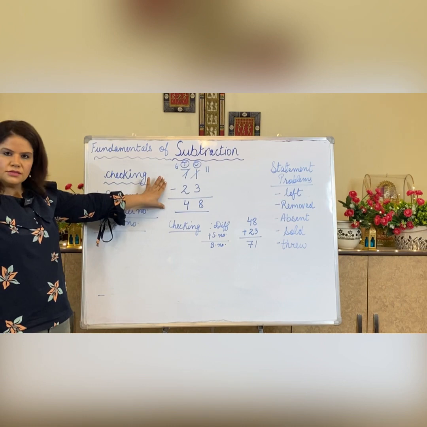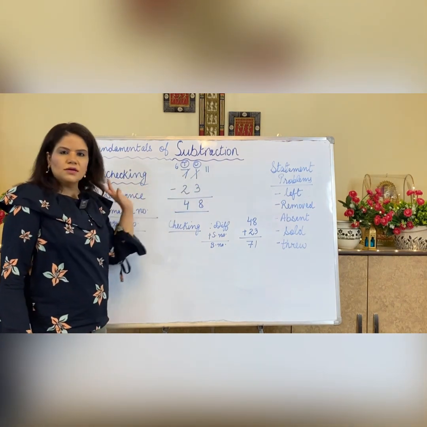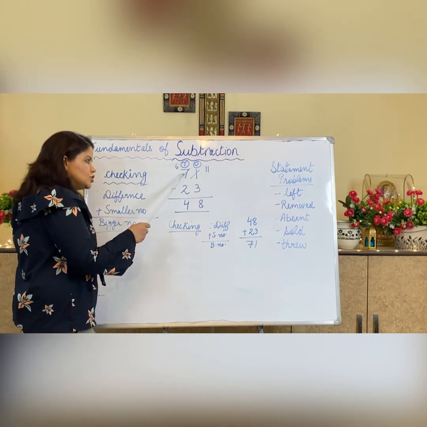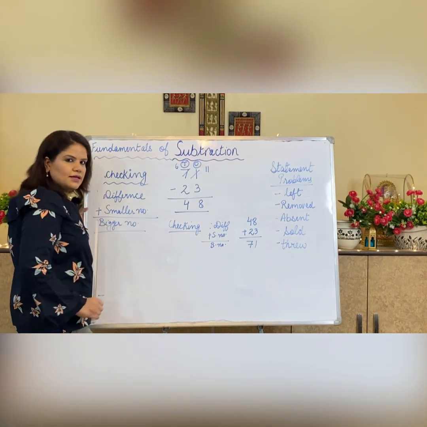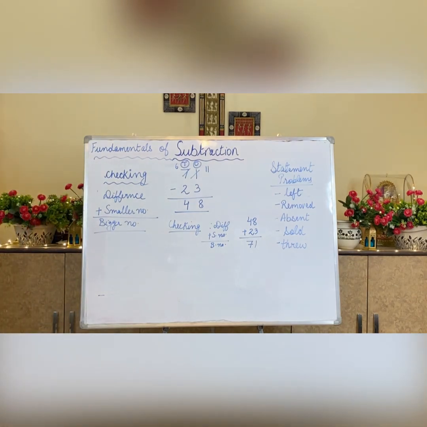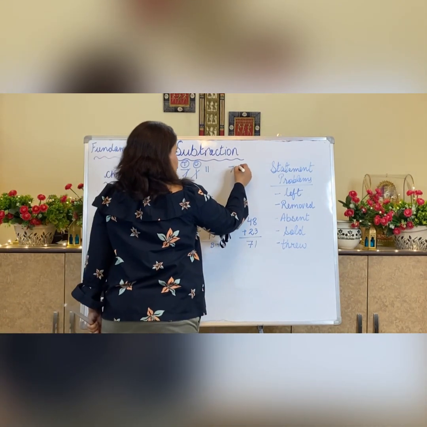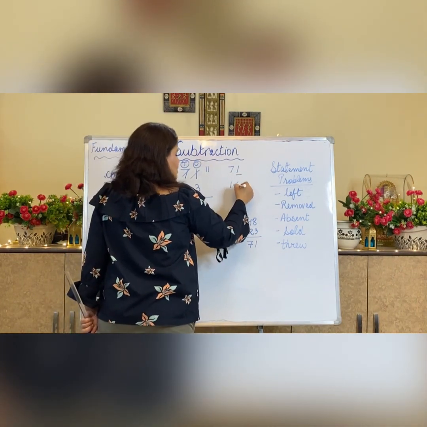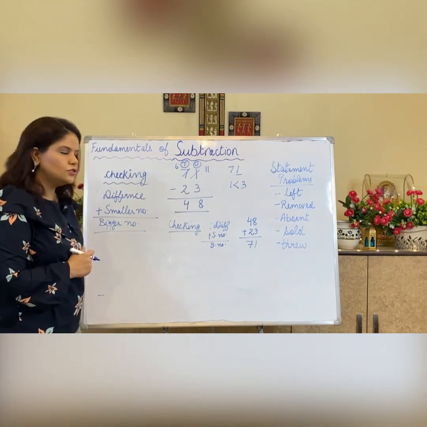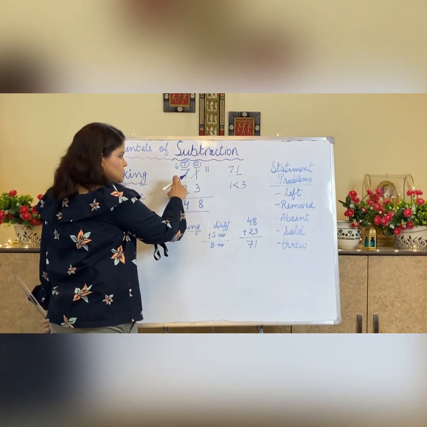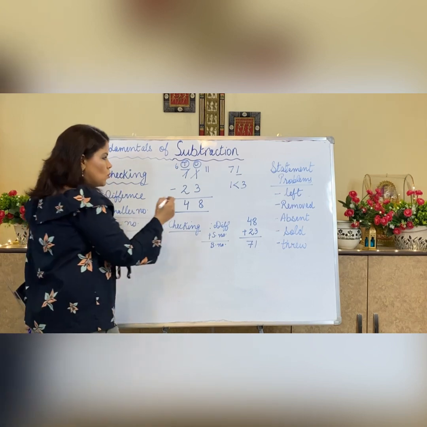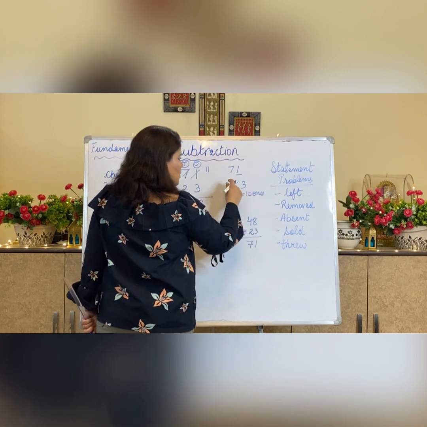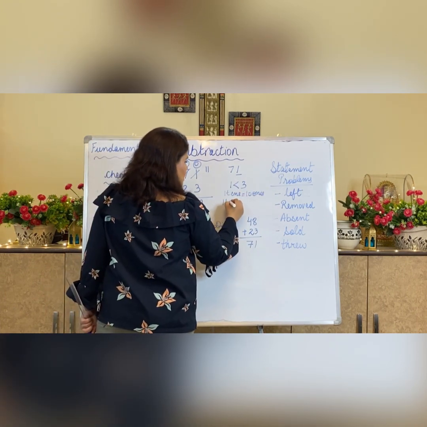Like I have done this sum. 71 is the bigger number, 23 is the smaller number. If I have to shift, since 1 is less than 3, here the original number was 71. In 71, this 1 is less than 3. So how am I going to change it? I will take 1 tens towards the ones family. So 1 tens is equal to 10 ones, which will be added to this ones. So this will become 11 ones.